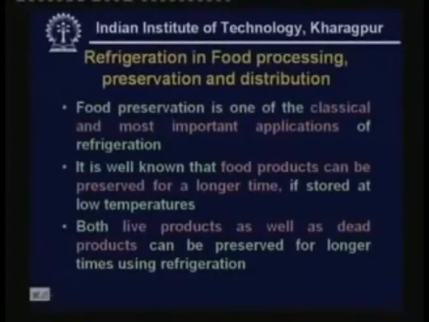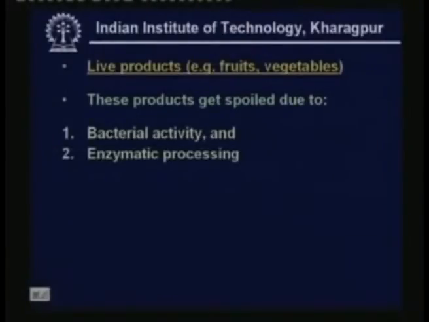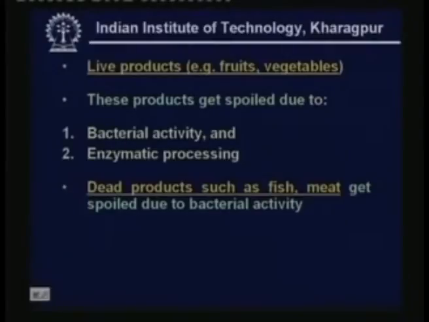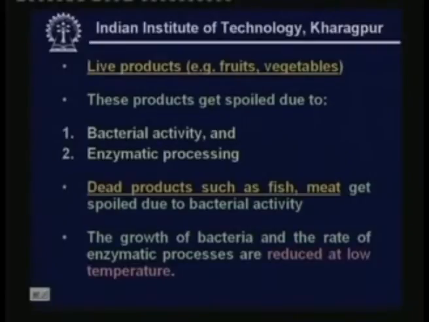You can store both live products as well as dead products for a longer time if you are keeping them at low temperatures. Let us see what the live and dead products are. Live products are typically products which can breathe, which undergo the process of respiration. These are just like any living beings, and the examples of live products are fruits, vegetables, etc. And the live products get spoiled because of two reasons. One is because of bacterial activity, and the second reason is because of enzymatic processing. These are the two main reasons behind the decay of live products like fruits and vegetables. Now, let us look at dead products. Dead products means they do not respire, and products like fish and meat come under the category of dead products. Dead products get spoiled because of bacterial activity, and it has been shown that both the bacterial activity as well as enzymatic processing can be reduced at low temperatures.